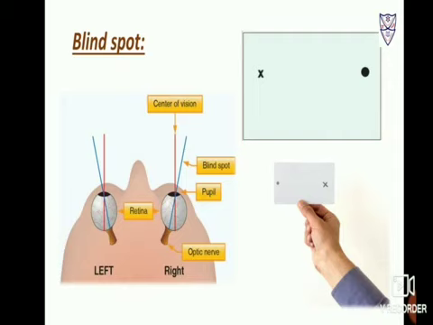So from this, what we have concluded is that there is a blind spot on the retina where there are no sensory cells, that is no rods or cones, so no vision is possible at this spot.